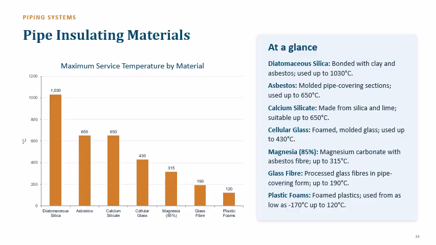And magnesia, which is 85 percent magnesium carbonate with asbestos fiber, can be used up to a maximum service temperature of 315 degrees Celsius, and glass fiber, which is processed glass fibers in pipe covering forms, can be used up to 190 degrees Celsius, and plastic foams, that is foamed plastic, used from as low as minus 170 degrees Celsius to 120 degrees Celsius. So these are the different materials used for pipe insulation and their maximum service temperatures. Thank you.